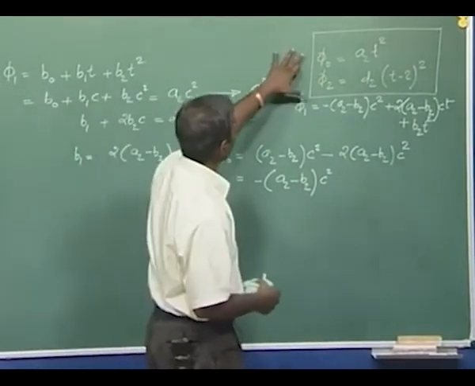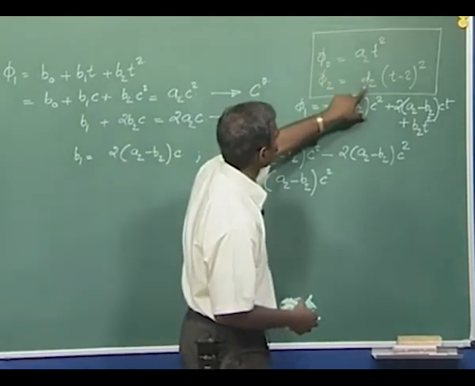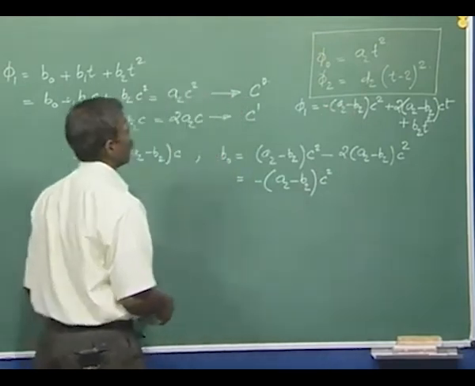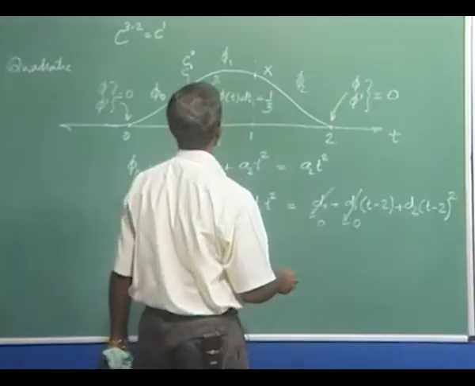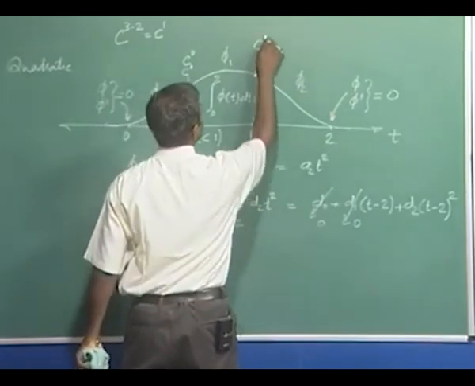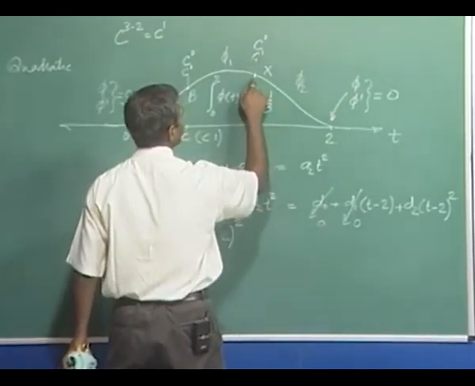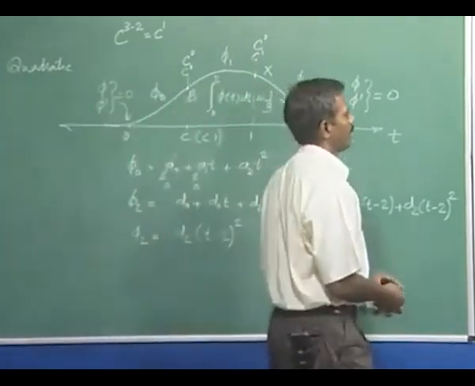Now overall, how many unknowns do we have? We have A2, we have D2, and we have B2. What are the conditions that we may have missed? We have missed the C0 and C1 continuity conditions at this junction point X. Let's work with them.